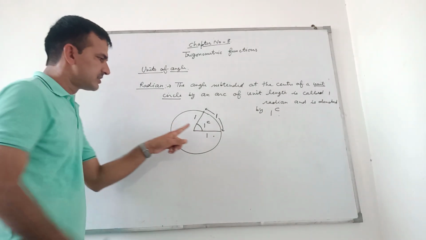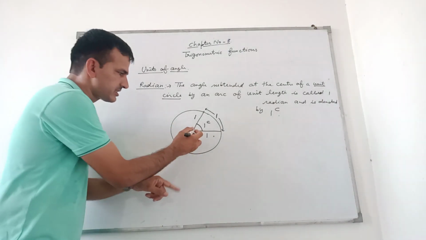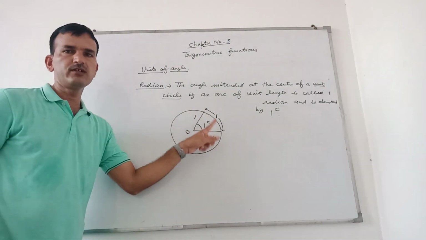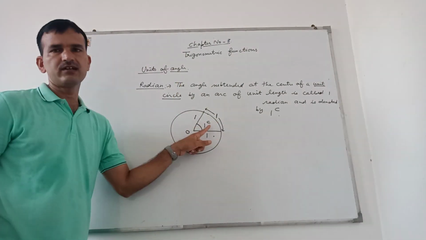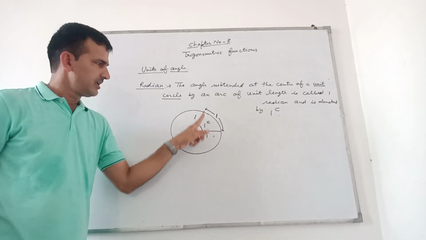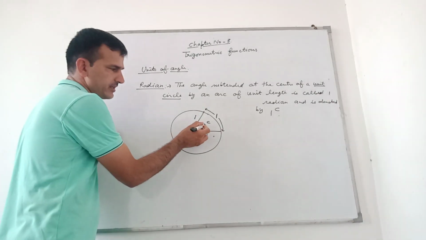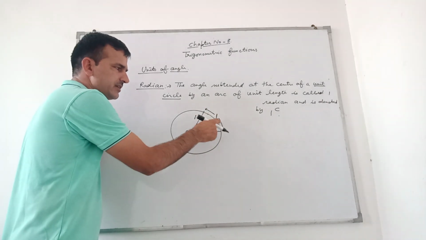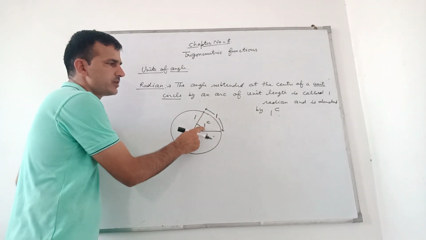The angle subtended at the center. This is the center O. By an arc of unit length is called 1 radian. Clear? ये complete जो angle है बेटा, जो arc है आपकी ये 1 है तो 1 radian. If this arc is 2 then this is 2 radian.